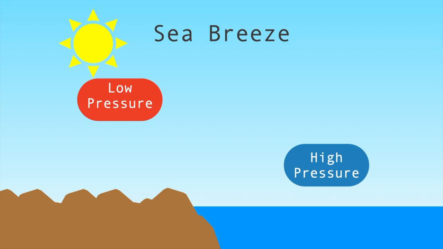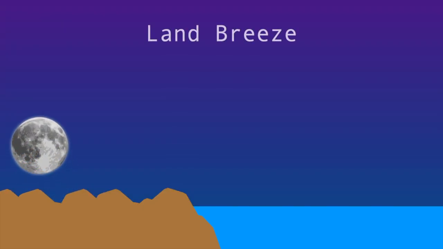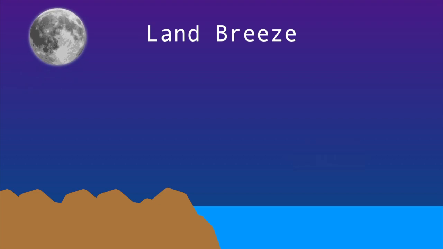But this changes at night when the sun isn't out anymore. Now we have land breezes. The sea has absorbed and held onto a lot of the sun's heat from the day, so the air over the water is relatively hot. The land lets go of heat easily, so now the air above the land is relatively cold.